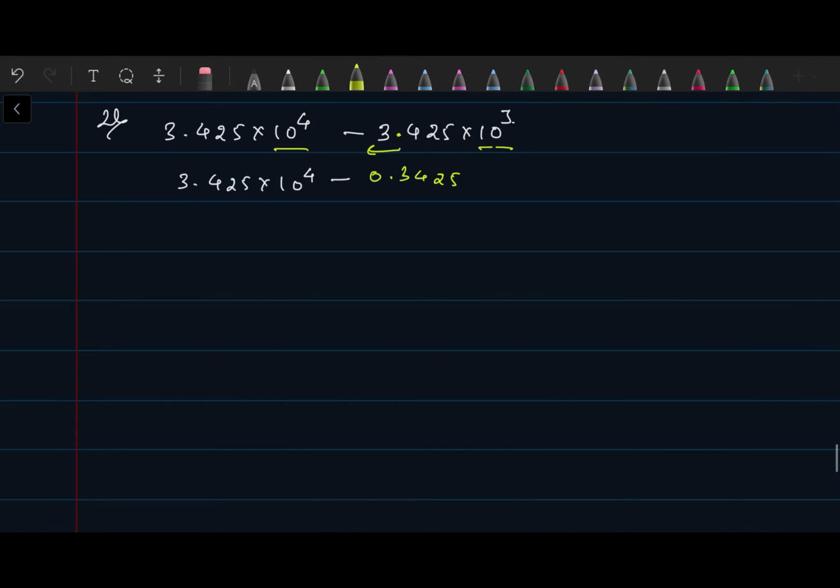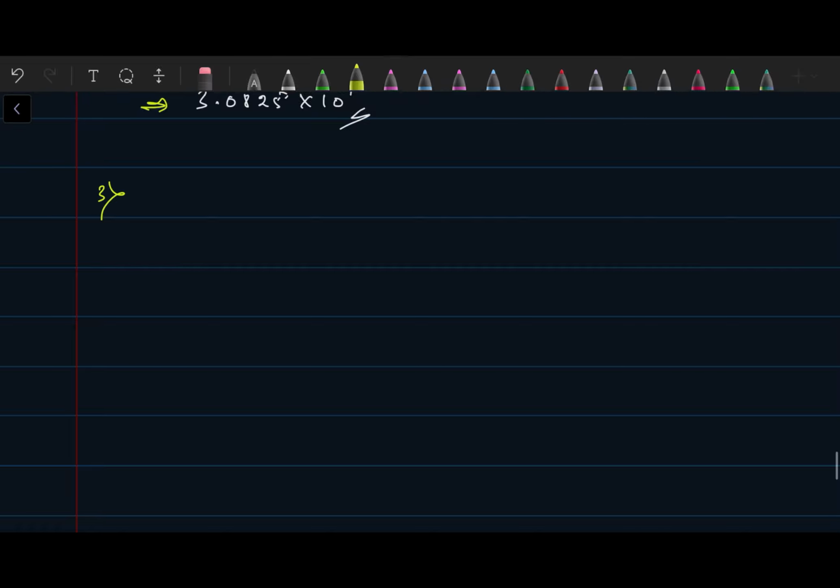0.3425 into 10 to the power 4. You can simplify again, 3.025 into 10 to the power 4, you will get the answer. This is how we have to solve the questions related to scientific notation. The third one is interesting, that is multiplication and division.